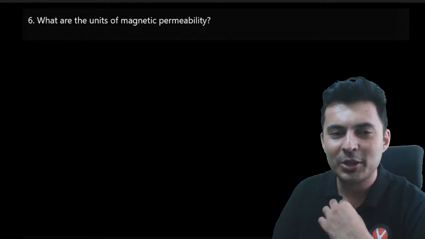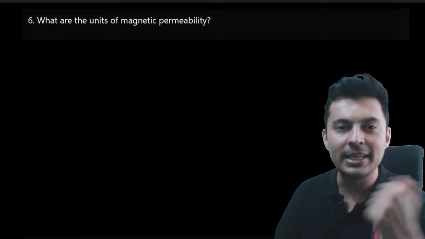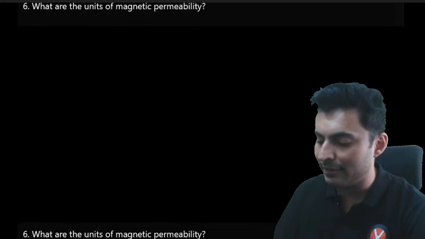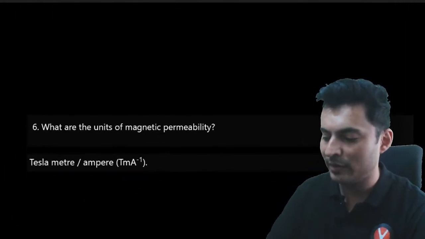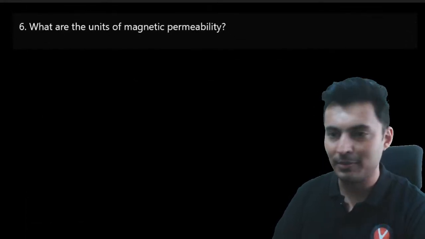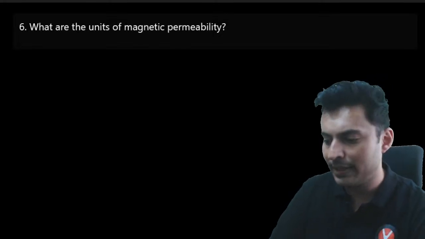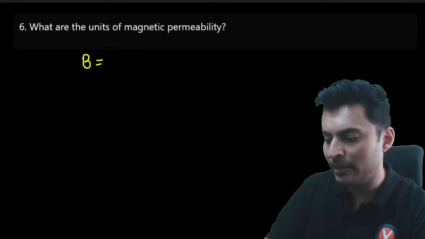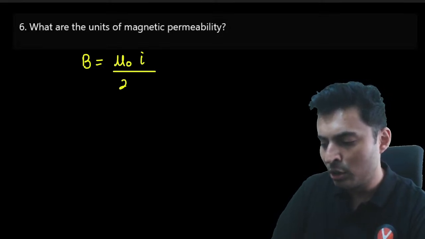What do you think is the unit of magnetic permeability? How will you derive it? That is the question. The answer is Tesla meter per ampere, but how you get the correct answer is the main thing. You can get it from any formula. If you have to derive it, let's say the magnetic field formula is mu naught into current divided by 2R.